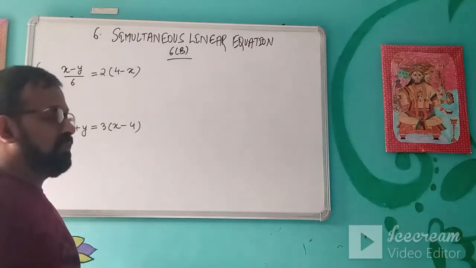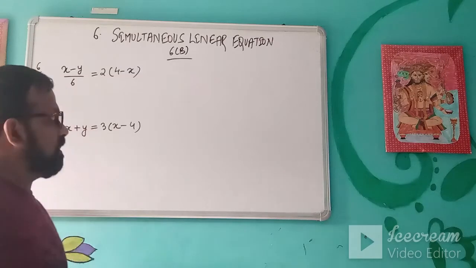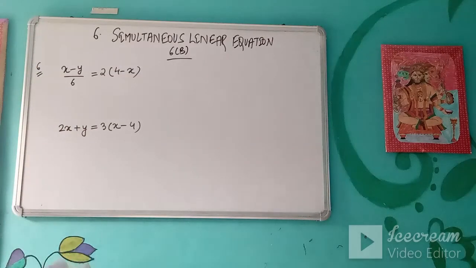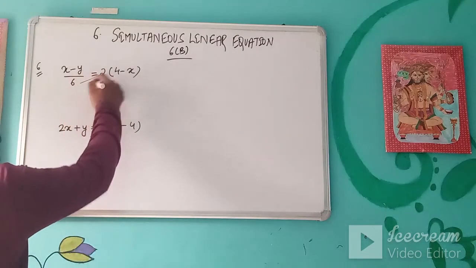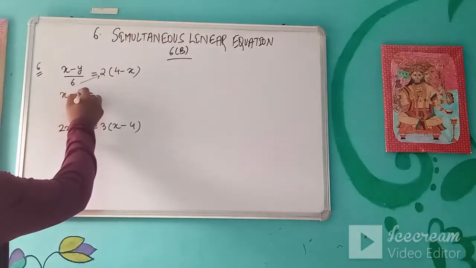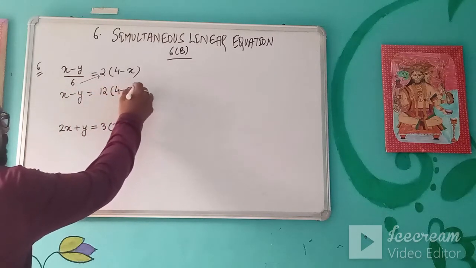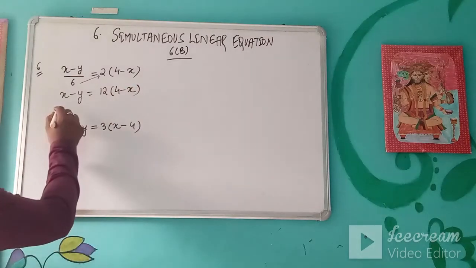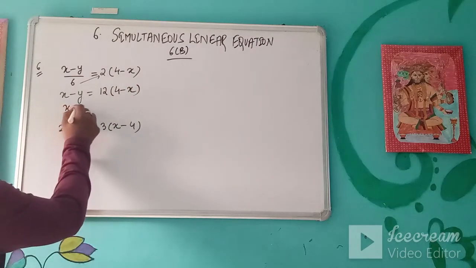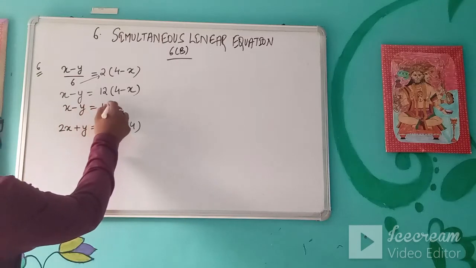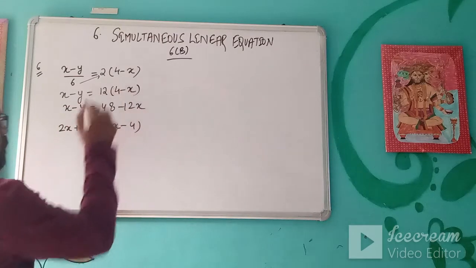Okay, so we were discussing this exercise 6b. So let's discuss a few more questions. Now suppose the equation is like this. So the first step will be this 6 will go there in the cross multiplication, that is 12 into 4 minus x. So it will become x minus y is equals to 48 minus 12x.